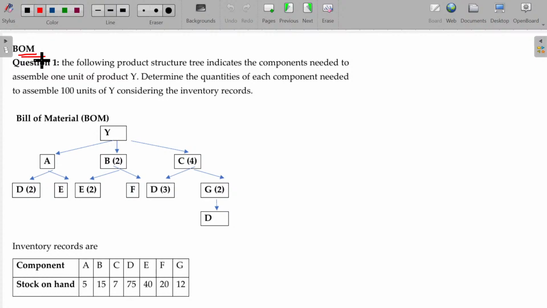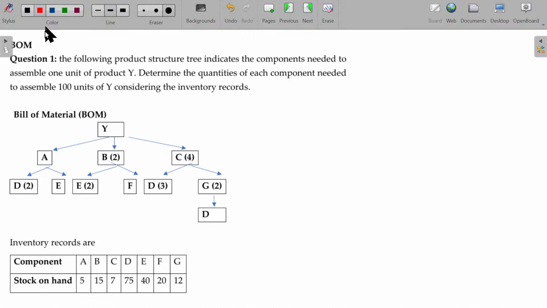Now let's see, from this BOM, I'm going to find out the material requirement. The following product structure tree indicates the components needed to assemble one unit of product Y. So we plan to manufacture Y. For every unit of Y, determine the quantities of each component needed to assemble 100 units of Y. Here, the details are for producing one unit of Y. But how many units are going to be manufactured? 100 units are going to be manufactured.